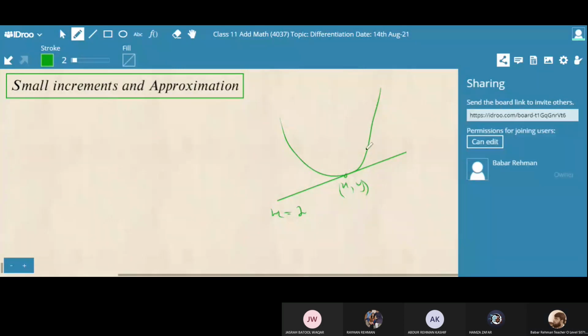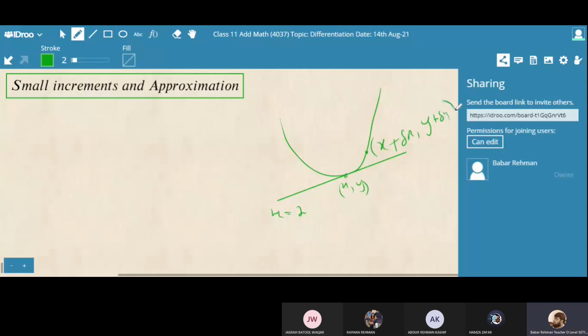Okay, but if I go a small distance ahead, then what will happen? x will be a little bit increased. At that time we can say a small change. This is called a small change in x, and y will also change by a very small amount. So y increases by a small change in y.